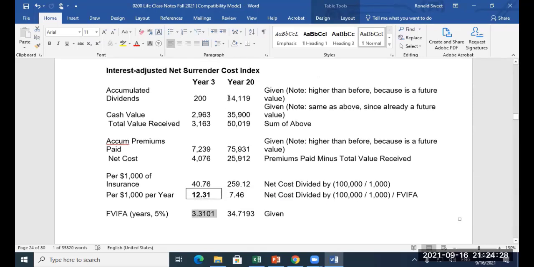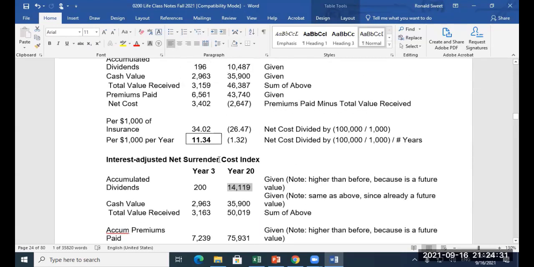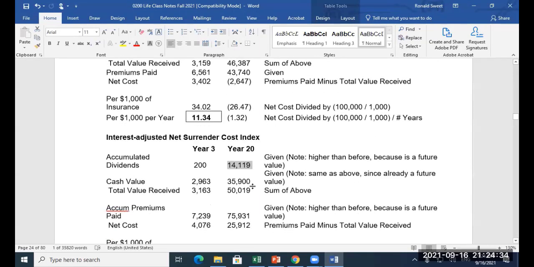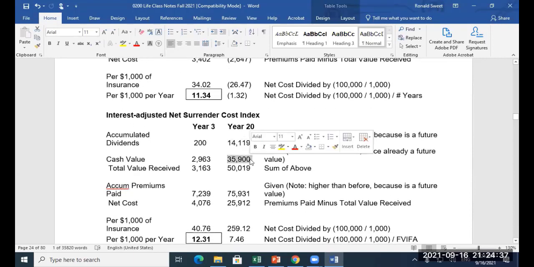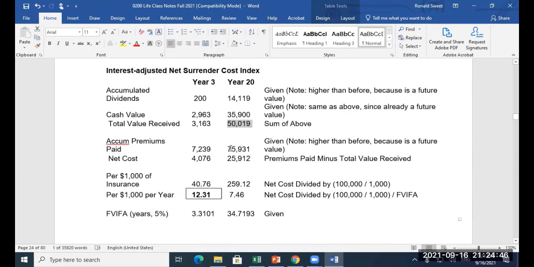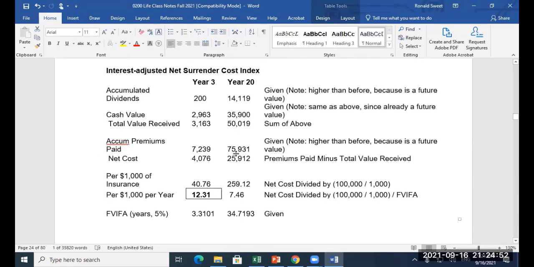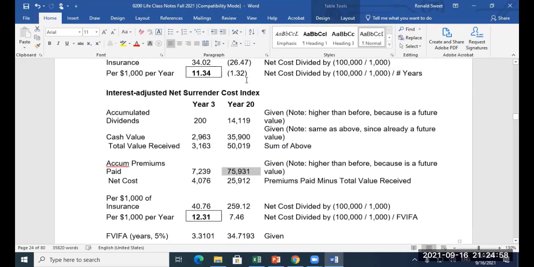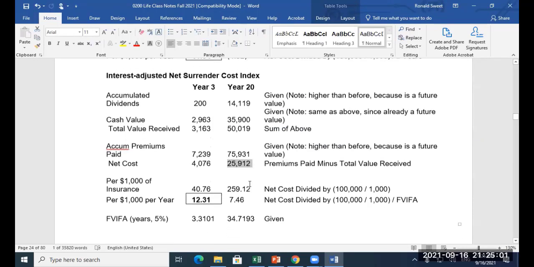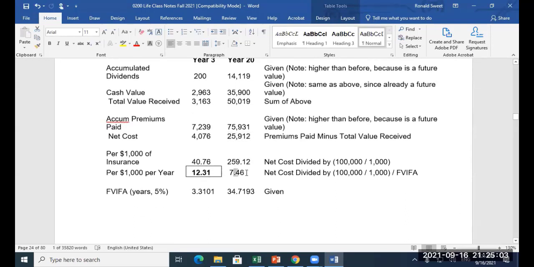Same thing on the 20-year, the dividends get massive. Instead of 10,000, they grow up to 14,000. What about the cash value? Exactly the same, right? Because that is the cash value in 20 years. And that's really what hurts you the most. That's already in future value terms. So you're getting 50,000 back, but the premiums, boy, they're much, much higher. They almost doubled, right? Or not quite, 43,000 up to 75,000. So that future value of the premiums is massive. So your net cost is no longer negative. Your net cost is still positive. You convert that. So this insurance is costing you $7.46 per 1,000 insurance.